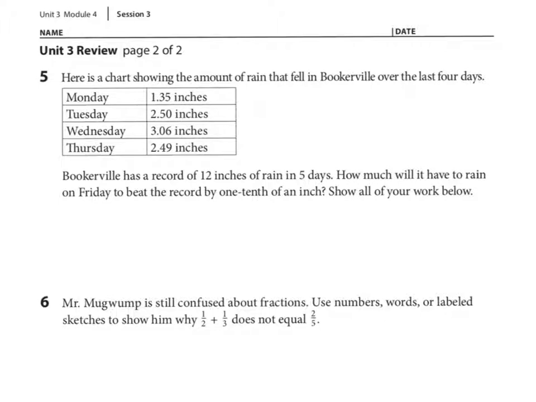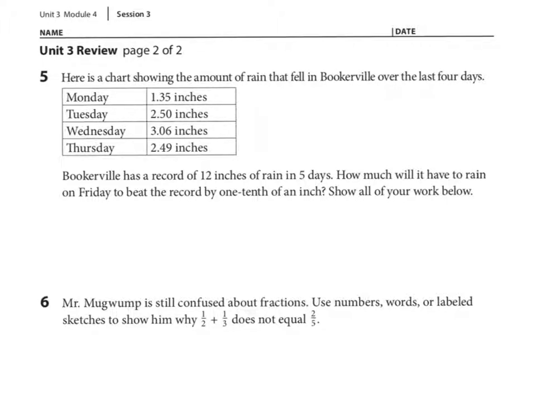It says, here's a chart showing the amount of rain that fell in Bookerville over the last 4 days. Monday, 1 and 35/100 inches. Tuesday, 2 and 50/100 inches. Wednesday, 3 and 6/100 inches. Thursday, 2 and 49/100 inches. Bookerville has a record of 12 inches of rain in 5 days. How much will it have to rain on Friday to beat the record by 1/10 of an inch? Show all your work below.